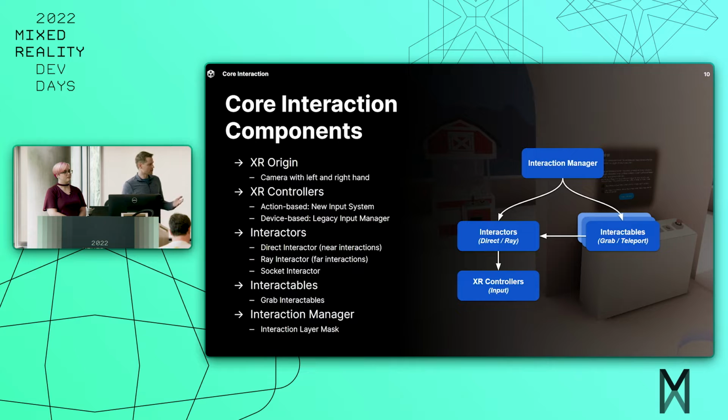So this could be things like the teleport. So if you want to teleport to a specific location or you want to designate interactables that are only for teleportation, you tag them on an interaction layer for teleport. If you want to deal with things in the near field versus the far field, you can set up interaction layers specifically designed to handle near and far interactions.